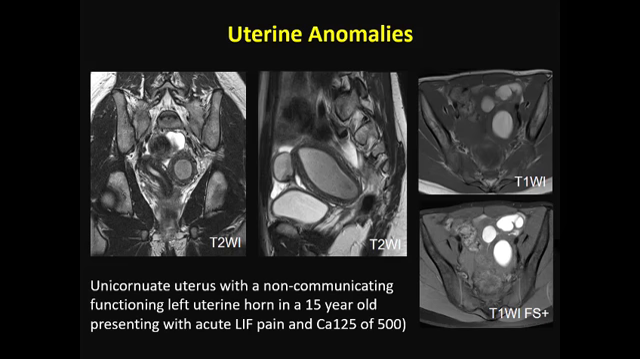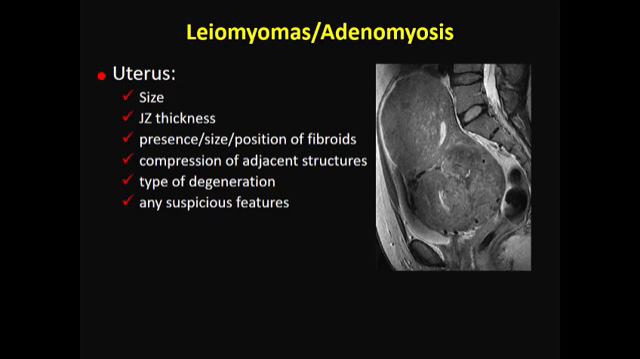Leiomyomas and adenomyosis, I've grouped them together in the interest of time. Again, you mention the size of the uterus, the junctional zone thickness, obviously for adenomyosis, presence, size, and position of leiomyomas. This is important for treatment planning. Is there a compression of adjacent structures, type of degeneration, as well as any suspicious features? And I'm going to give you an example of that. And obviously, you've got to comment about the ovaries.